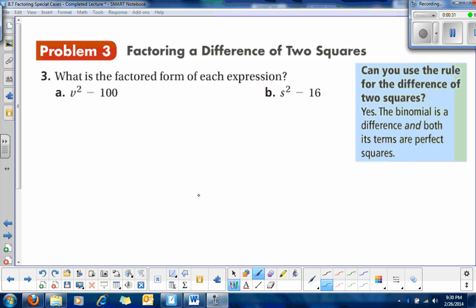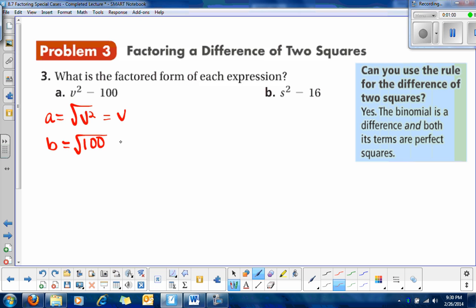Okay? Now, if I want to find out what my A and my B are so that I can put them into my binomial, then for my A, that's going to be equal to the square root of what's here. So we have the square root of V squared, which is V. And then for the second term, for my B, that's going to be 100, and we want the square root of 100, which is equal to 10.